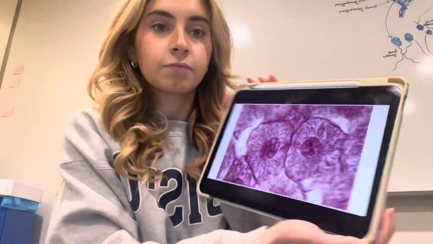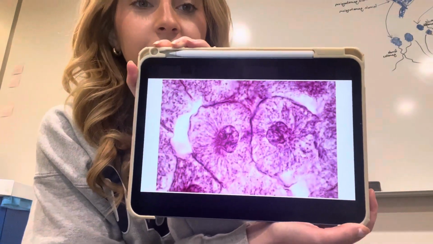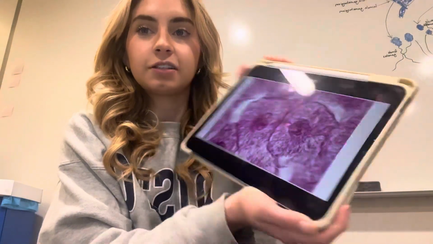During interphase, the cell prepares for division and can be further divided into three phases, G1, S, and G2. Here is a photo of two cells in interphase. During the G1 phase, the cell grows physically larger, duplicates organelles, and creates the molecular building blocks necessary for the cell to complete later steps.